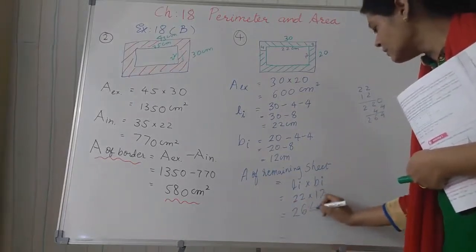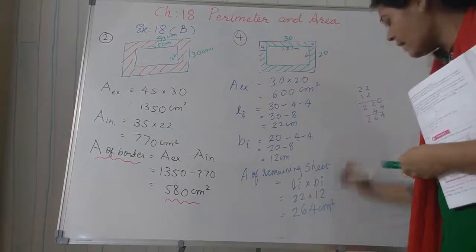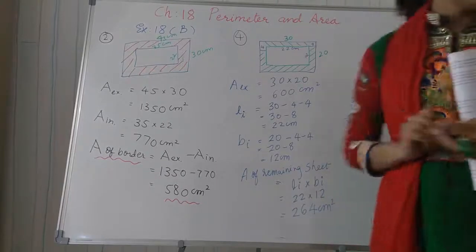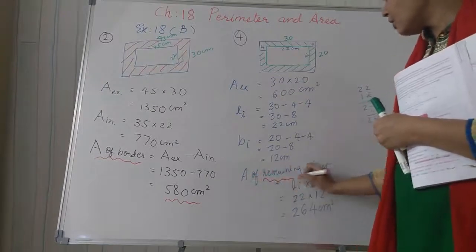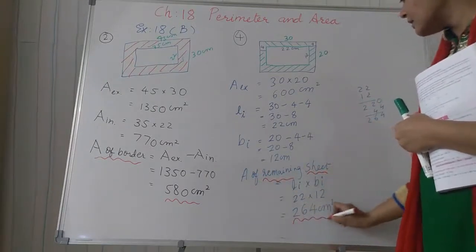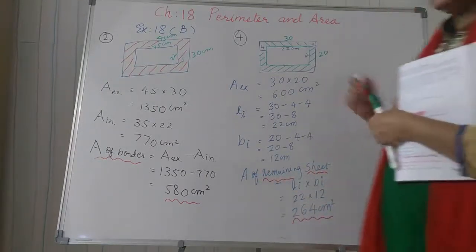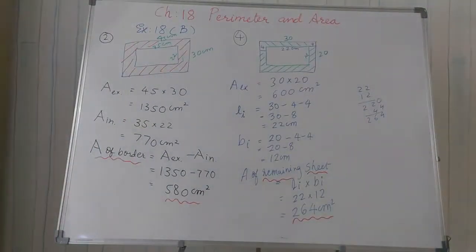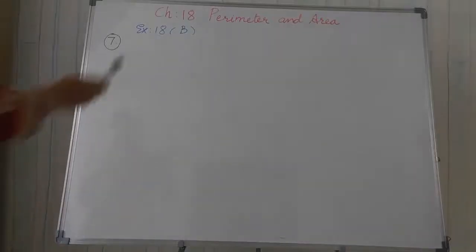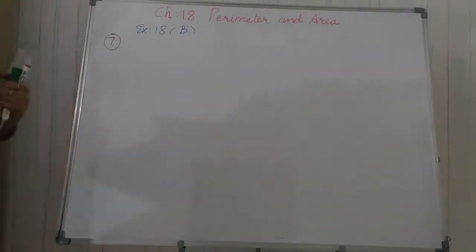So 264 centimeter square, which is our area of remaining sheet. What they asked to get, area of remaining sheet is 264 centimeter square. So now understand, students, how to solve this type of questions. Let us take question number 7, exercise 18b.